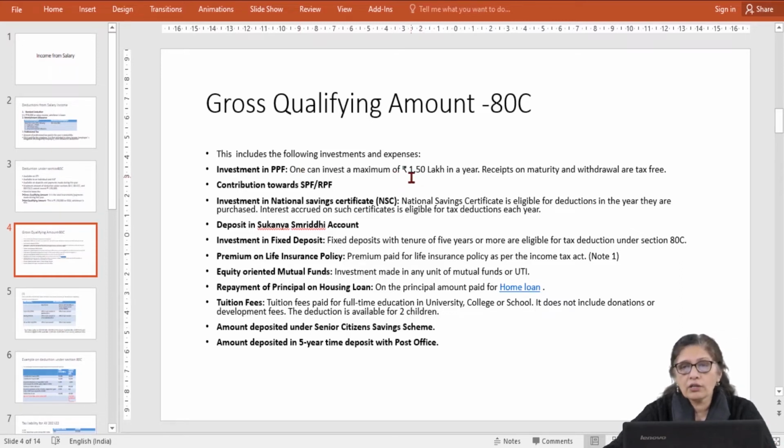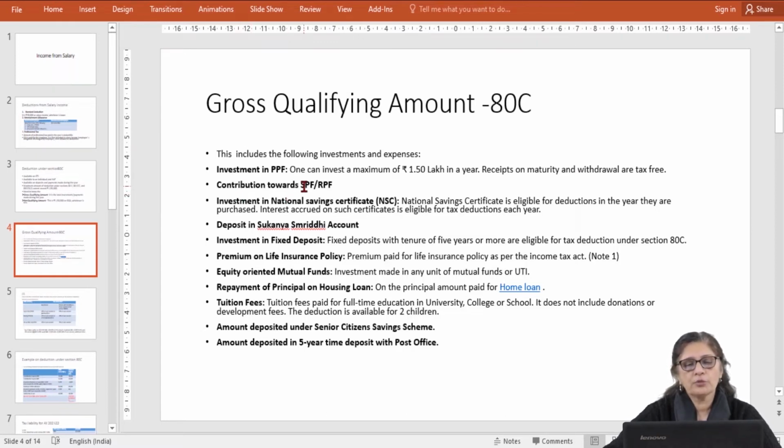However, you cannot invest more than 1.5 lakhs in Public Provident Fund. Other investments can exceed 150, but your PPF cannot exceed. The bank will not accept more than 150 if you make investment in PPF. And receipts on maturity and withdrawal, so far as the tax law till date is concerned, any money that you get back on maturity or any money that you withdraw from PPF is free from tax.